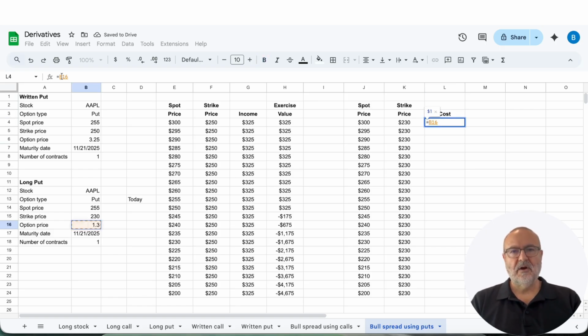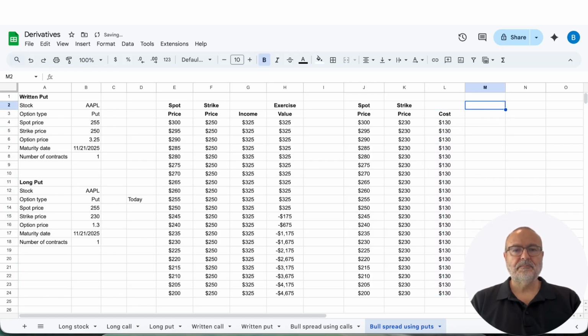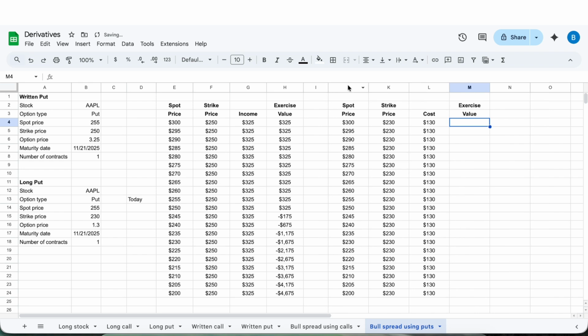Next, we will add the cost, which is the option premium we paid when we bought the put option. Our cost also stays the same as spot price changes. We can now calculate the exercise value, which will include our cost.